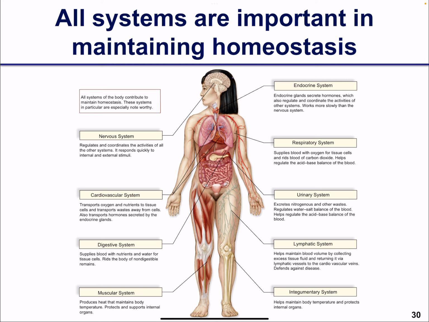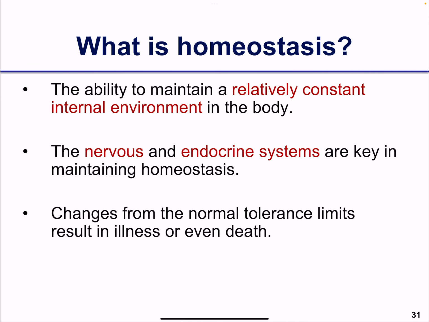Now, how does homeostasis work in our system? Homeostasis is going to be the means by which the body controls its activity, right? Maintaining a relatively stable internal environment in terms of temperature, in terms of pH, in terms of water salt balance, in terms of sugar amount, right? So homeostasis, it's that process in our body that allows us to maintain a relatively stable environment.